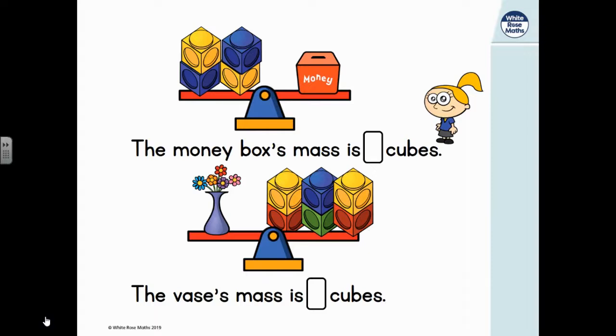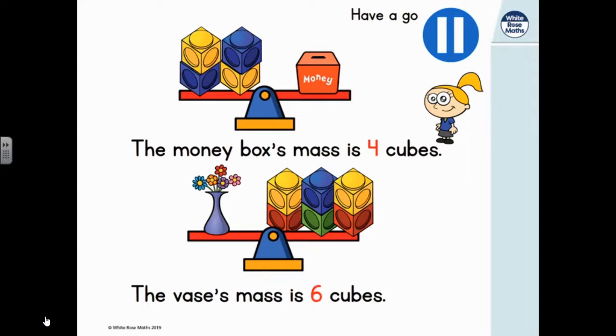She continues her search. Can you pause the video here and complete the sentences? That's right. The money box's mass is equal to 4 cubes, and the vase's mass is equal to 6 cubes. So which is heavier, the money box or the vase? That's right. The vase is heavier.